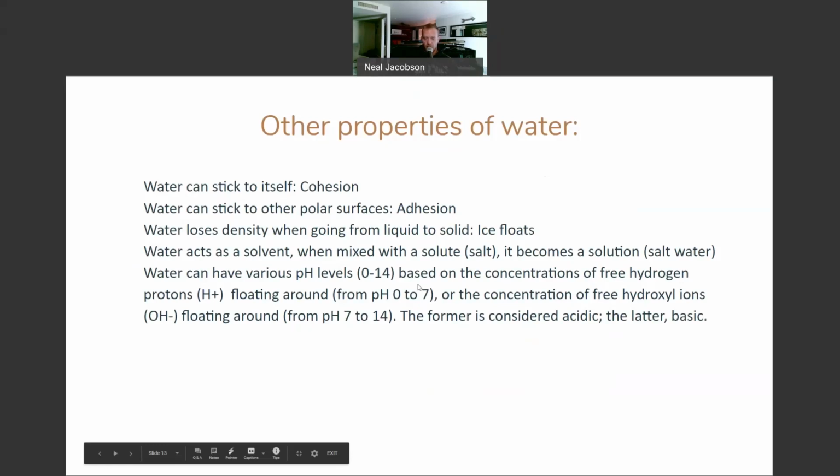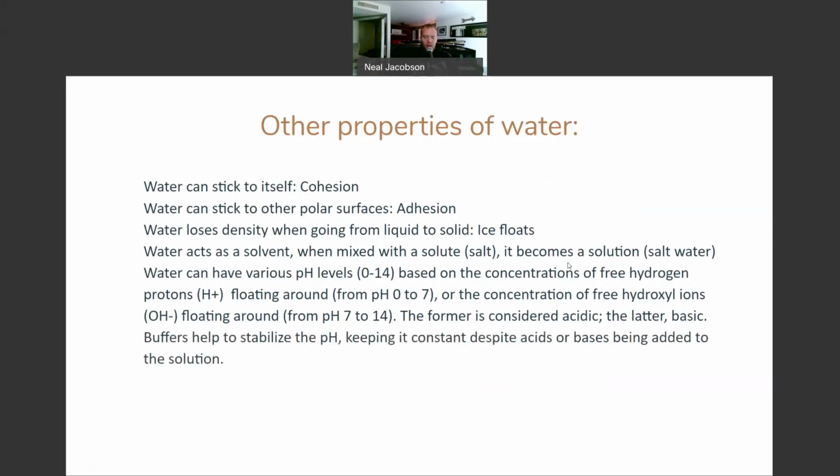Now, on the other side of that, if you want something to be more basic, you have to increase the number of OH groups. So that's missing that hydrogen proton. It's almost as if somebody's taking away some hydrogen protons and there are OH groups or hydroxyl groups floating around. And so the more hydroxyl groups you have relative to the water molecules, that's where your pH starts to go up. And that we would call basic. Okay, so that's just some properties of water.